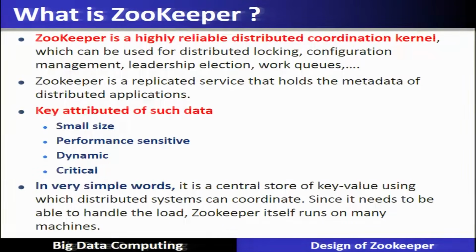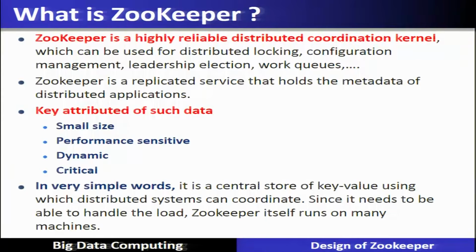So, how is that all done in Zookeeper, which is a replicated service on one hand, while providing a centralized configuration service, that is the coordination service? That is the design goal of Zookeeper, which we are going to cover. The key attributes of the data which Zookeeper requires to maintain in the replicated service are: the size of the data is small, the performance is very sensitive, it is dynamically changing, and it is also very critical to manage in the coordination replicated service by Zookeeper.